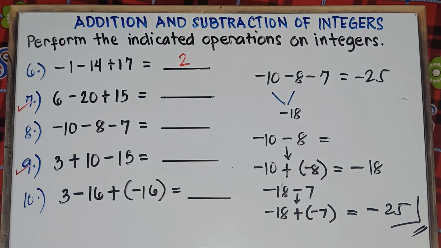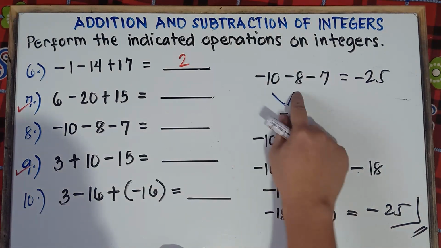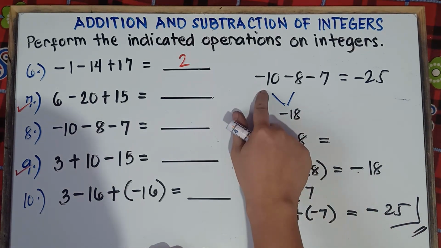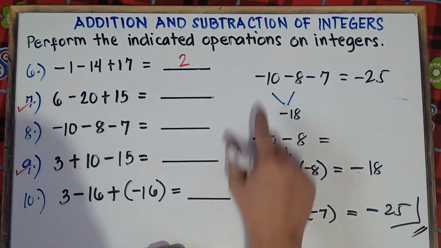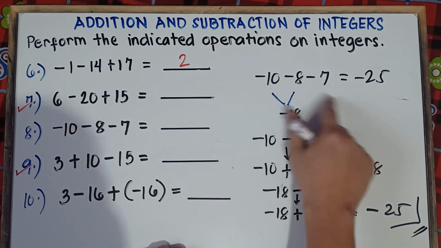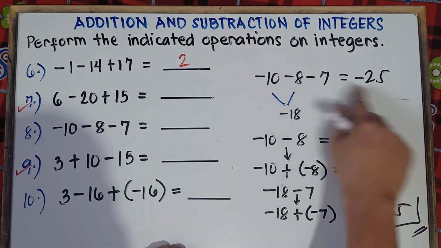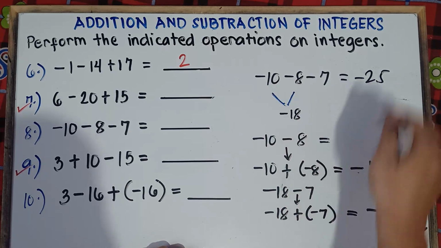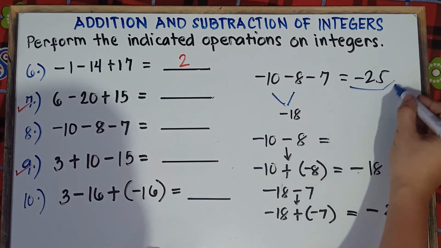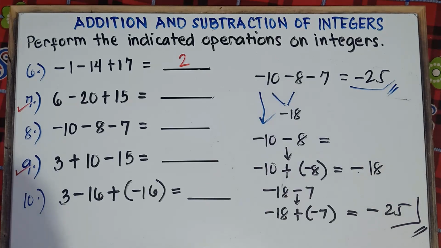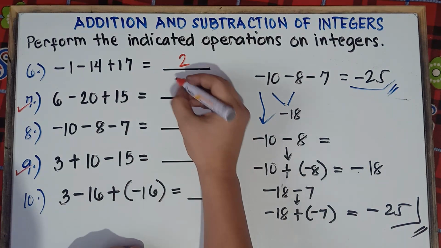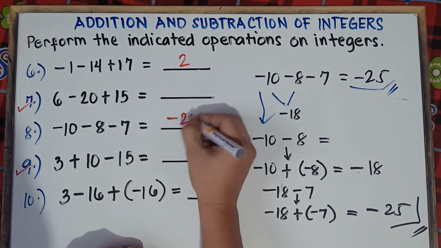That's why, class, I told you a while ago, if you have an example like this, you think of this one as negative 10, negative 8, negative 7. Simply copy the negative sign and then add the numbers. 10 plus 8, that's 18, plus 7, that's 25. But if you're confused, class, do it this way, step by step. So the answer is negative 25 for number 8.